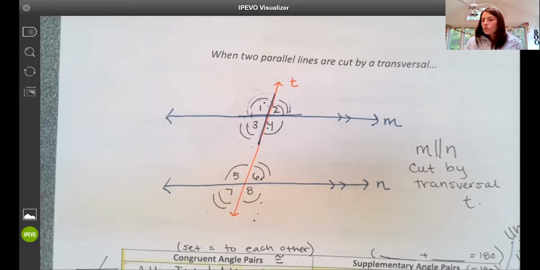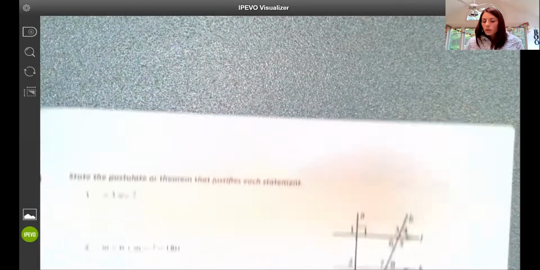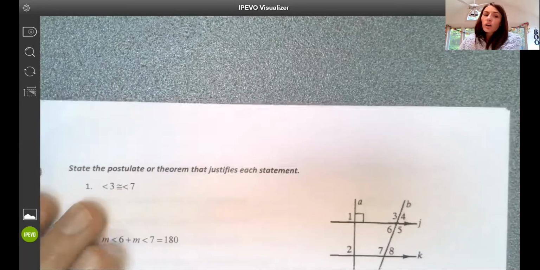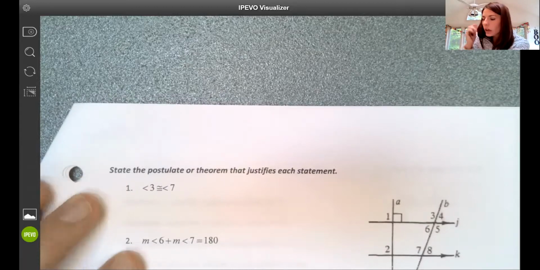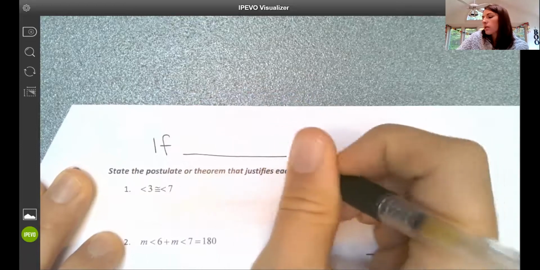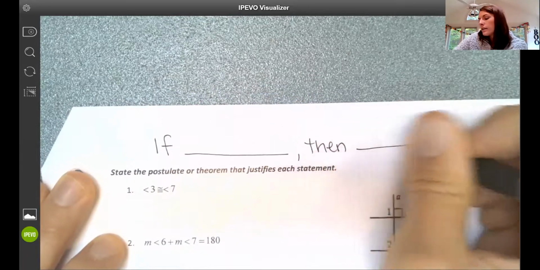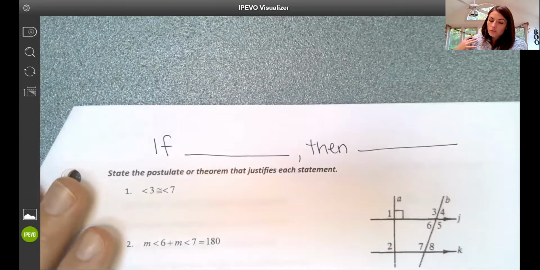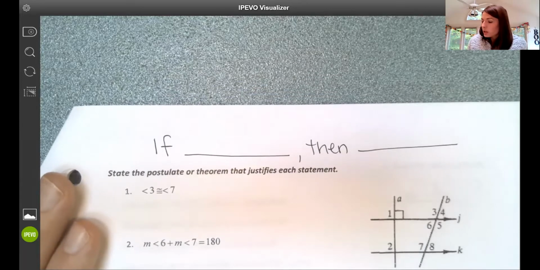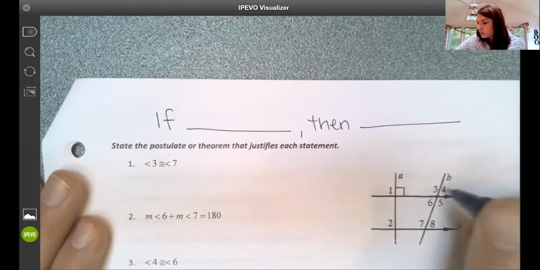Okay, so now we have this new step. What we are going to do on these problems on the next page says state the postulate or theorem that justifies each statement. Remember our if-then statements, okay? So we are now going to use if-then statements to make a statement about how those angles could be equal or could be supplementary. So I'm going to give you an example with the first one.